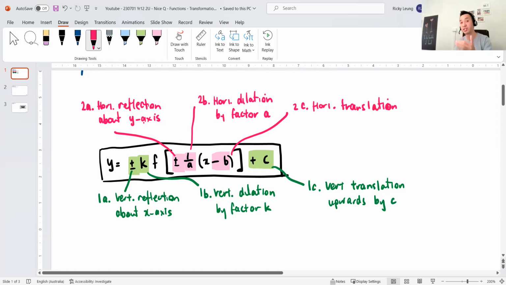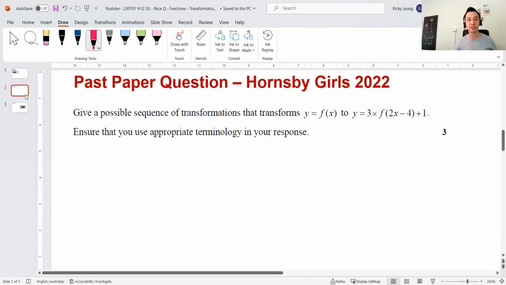If it's minus B, shift it to the right, so to the right by B. Now, once you do all that, that covers all order, right? Let's do a very quick question, hence the title of the series, right? Nice quick question that uses this.